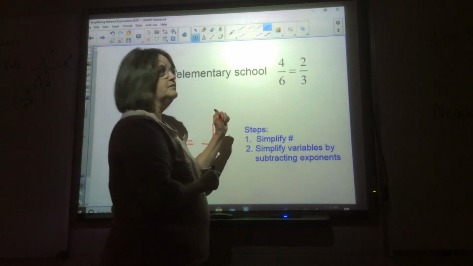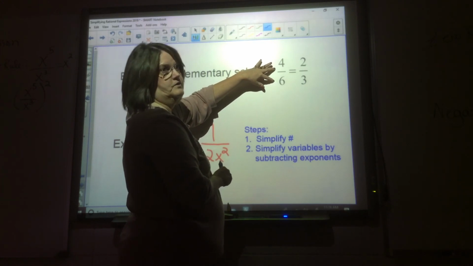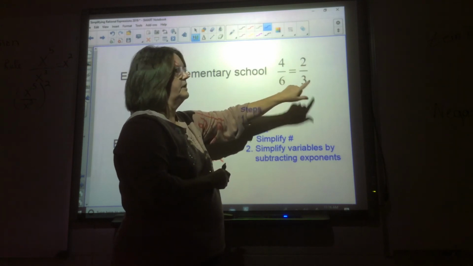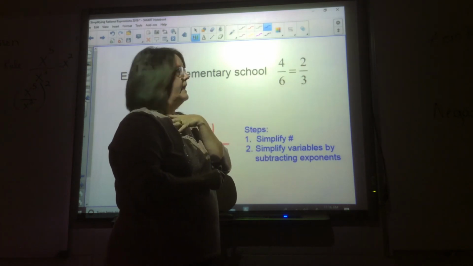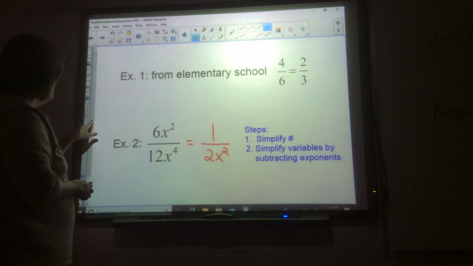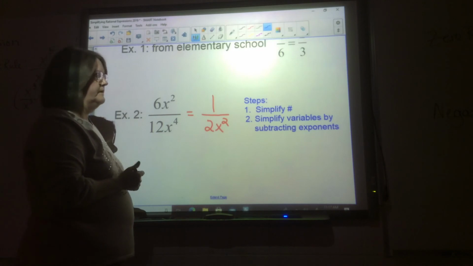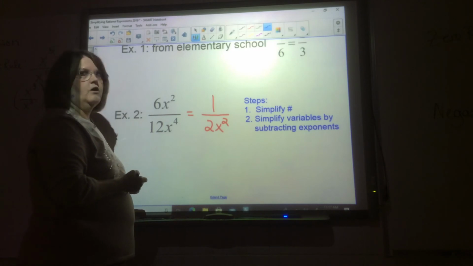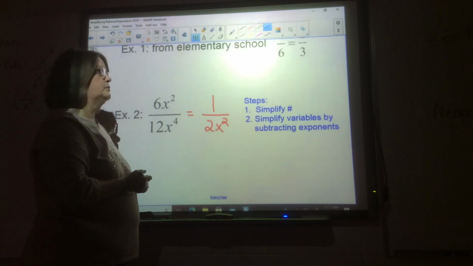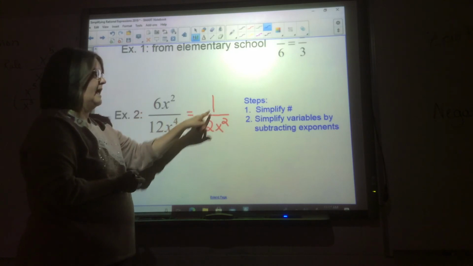Elementary, my dears, elementary. Remember in elementary school when you did 4/6 and you simplified it to be 2/3. They're equal, but you take out a common factor of 2. Same thing. This is the simplest form. It has no factoring. We just want to simplify our numbers like we always have, all the way in elementary school, middle school, everywhere else. 6/12 has been 1/2 for years.